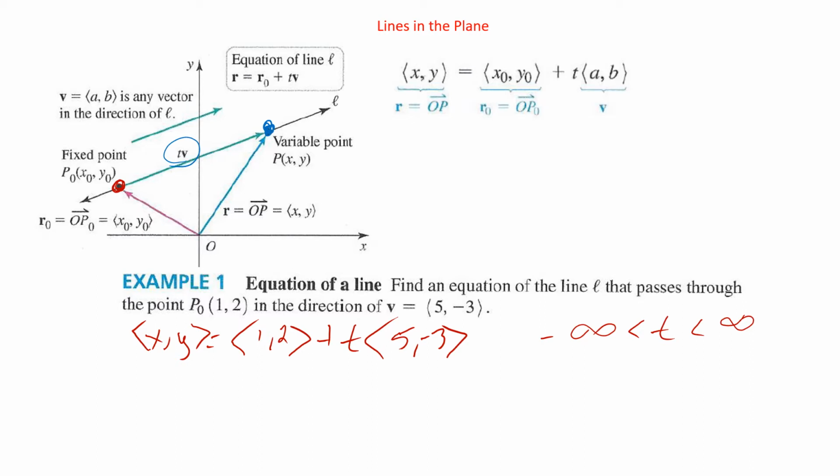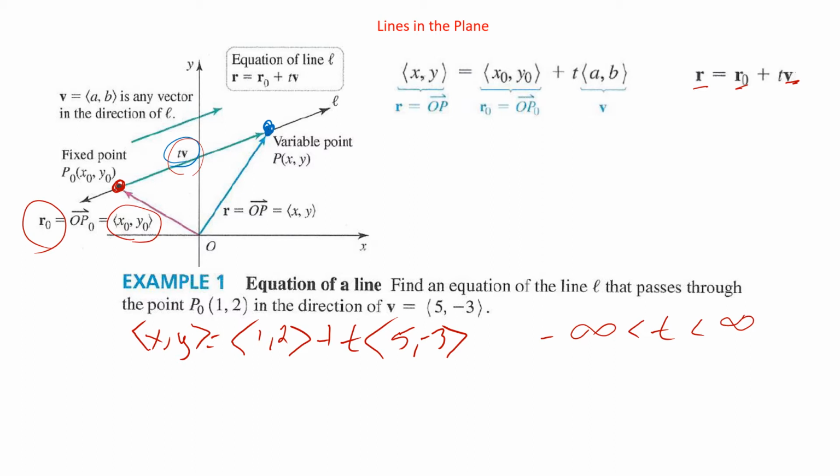We can simplify this equation just a little bit, where r is going to equal r naught. That's the initial r. Notice that's over here. It's the same as that. Plus t times v. We already saw that v was that vector going up. And so that's just a simpler way. Notice the bold. The bold, those are all vectors. The t is not. The t is a scalar.